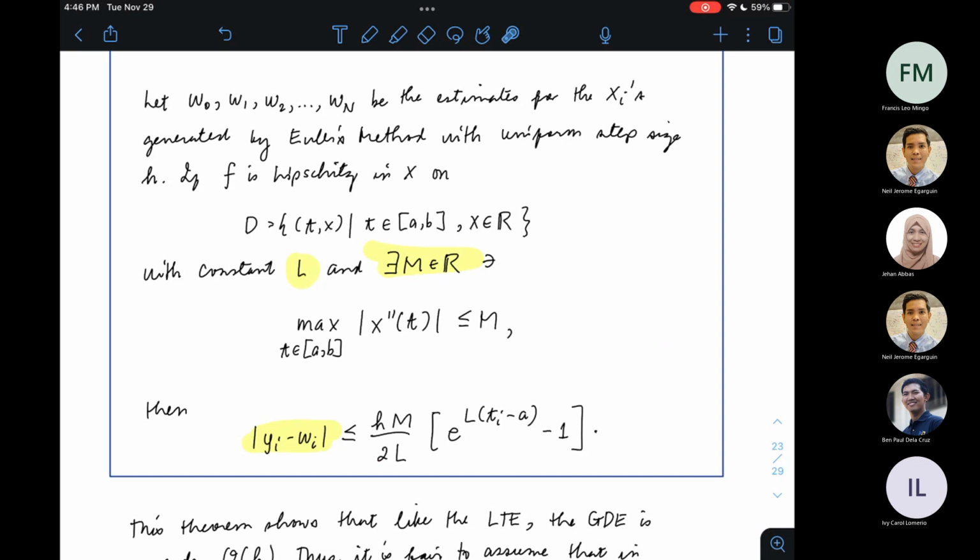Kasi magkasing bilis si H nagsi-0 at saka yung absolute value ni y sub I minus w sub I. Okay. Pero syempre, tama si Ivy dun sa sinabi niya kanina na hindi laging dapat paliitin mo lang si H. In theory, yes, the smaller the H value, the better. Kaya lang hindi yun yung nangyayari.